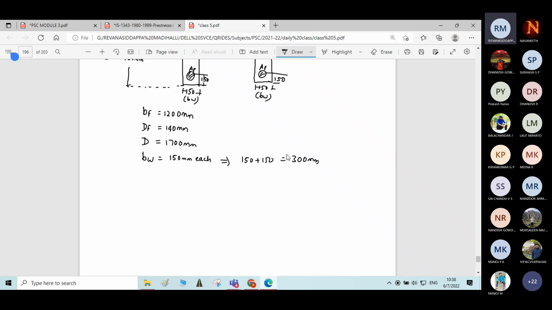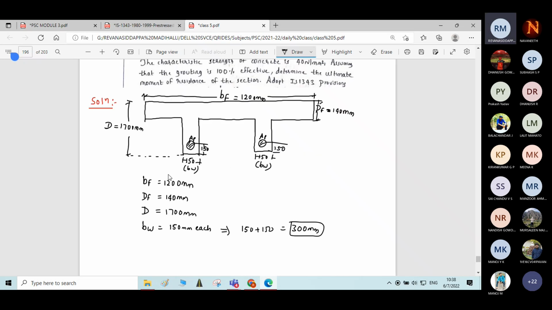Remember students, there are two webs. Both the webs will contribute towards handling the flexural stresses. Then the width of the web will be 300 mm. Then what else is given?